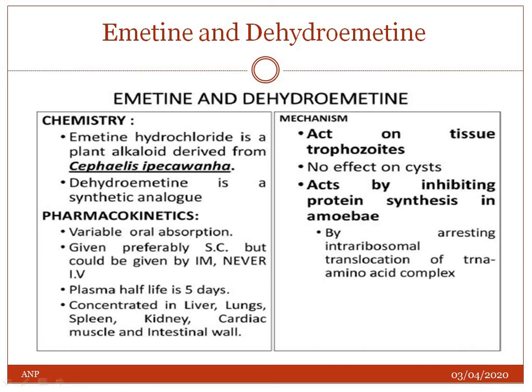Emetine and dehydroemetine. Emetine is a natural alkaloid obtained from the plant Cephaelis ipecacuanha, and dehydroemetine is the synthetic analog of emetine. These act on the tissue trophozoites and have no effect on the cyst, generally acting by inhibiting protein synthesis in the amoebas. Intramuscular injection is the preferred route, and emetine is concentrated in the liver where it persists for a month after a single dose.